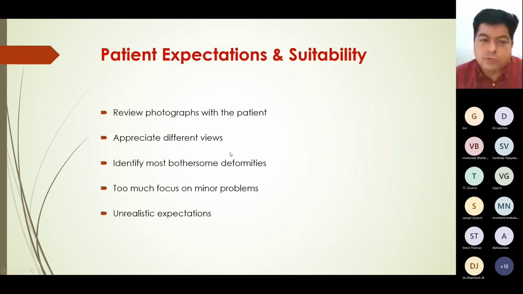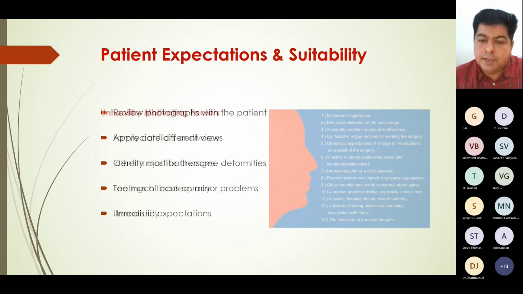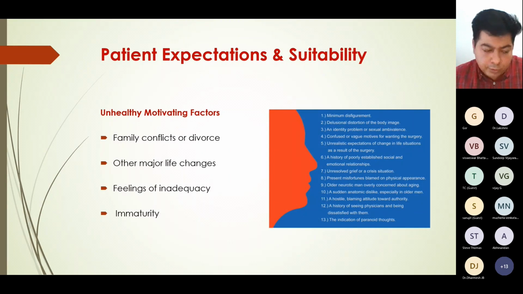When you have clicked all these photographs, you sit with the patient, review the photographs with the patient, and make him or her appreciate the different views and ask the patient what are the bothersome deformities he or she is concerned about. So that also gives you an insight into the psyche of the patient. If the patient is focusing too much on the minor problems or has unrealistic expectations, that is a red flag. So with rhinoplasty patients, especially a male rhinoplasty patient, you have to really see the patient's expectation and whether he is suitable for the procedure or not.